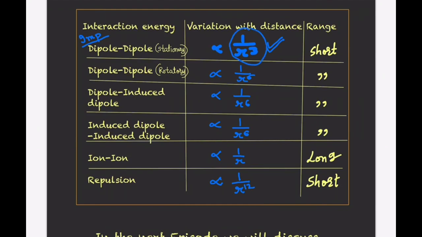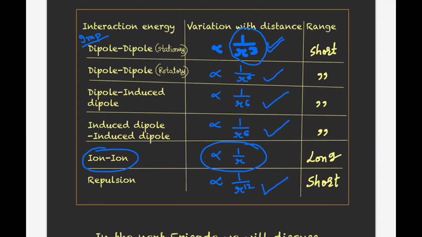Otherwise, in general, when we are talking about any type of intermolecular interactions, the interaction energy is directly proportional to 1 upon r to the power 6. And in all molecules, the repulsive energy is directly proportional to 1 upon r to the power 12. Ion-ion interaction is not intermolecular interaction. We know that if a positive charge and negative charge are there, there is electrostatic force of attraction, which we write as 1 upon 4 pi epsilon naught q1 q2 upon r. So the potential energy or interaction energy in ion and ion is directly proportional to 1 upon r.